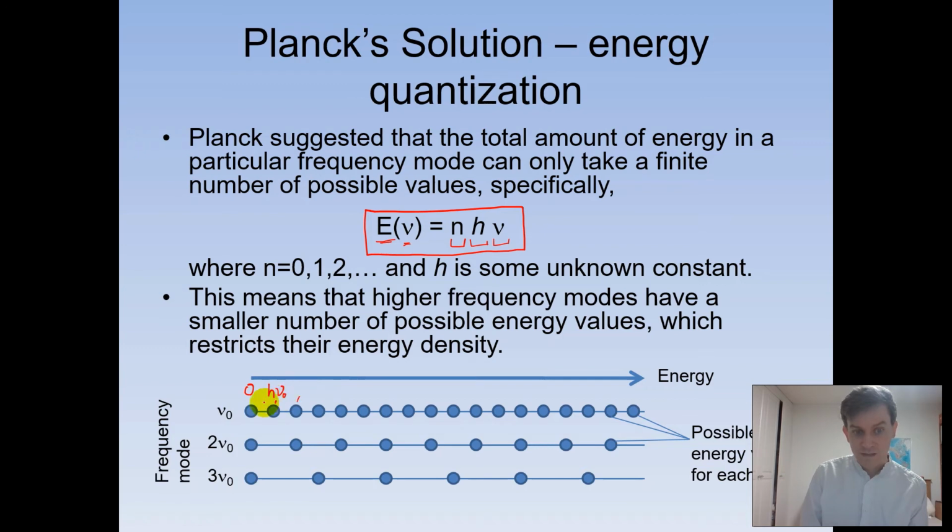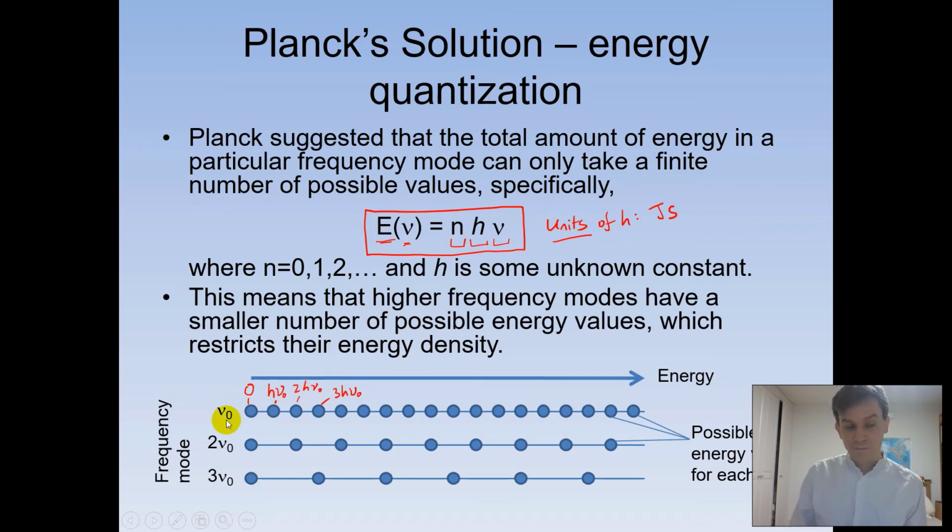Here this is 2h nu 0. Next one is 3h nu 0, and so on. And these are the only values of energy that light at this frequency is allowed to have. Note that n is an integer, so by considering the units of energy and frequency, we get that the units of h must be joule seconds. That will come in the next slide.